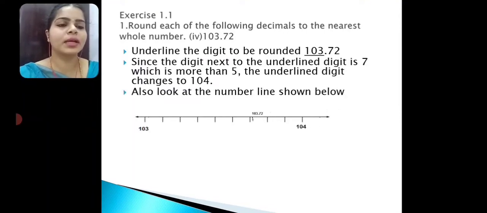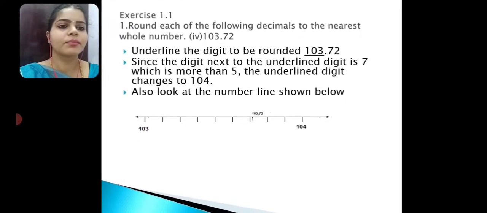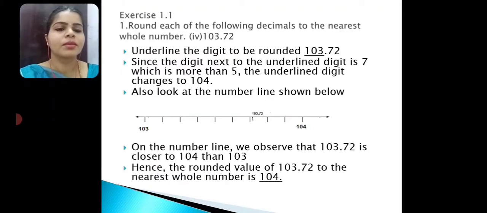Also, look at the number line shown below. The value 103.72 is represented. On the number line, we observe that 103.72 is closer to 104 than 103. Hence, the rounded value of 103.72 to the nearest whole number is 104.